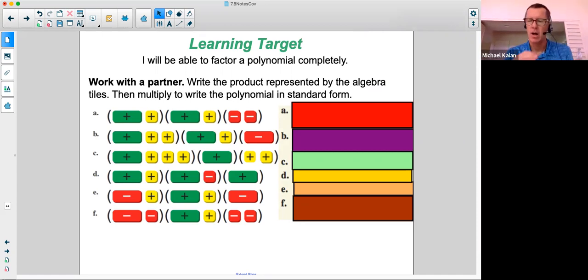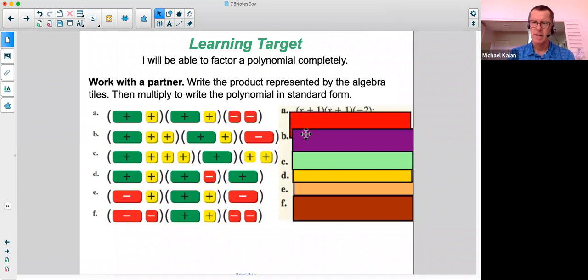And we've got all the steps laid out for you. But before we do that, why don't you try some of these? You're going to write the product represented by the algebra tiles, then multiply the polynomials and put them in standard form. So I'll do A with you, we can do that together. Remember, this is a positive x, this is a positive 1, positive x, positive 1, and then this would be a negative 2. So what is that going to look like? It's going to look like x plus 1 times x plus 1 times negative 2.